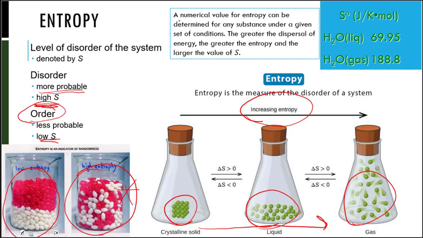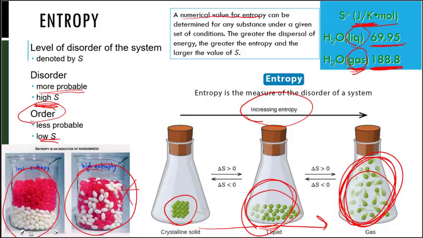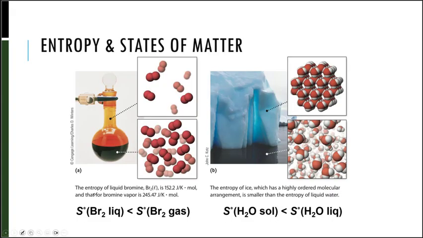We can also see that there is a numerical value for entropy that can be determined for any substance under a given set of conditions. For example, I have liquid water versus gas water, and it's given a numerical value. Liquid water is about 70 joules per Kelvin mole, as opposed to gas, almost 190. So we can see that gas has a greater value, and we know that gas has a much greater randomness than liquid.